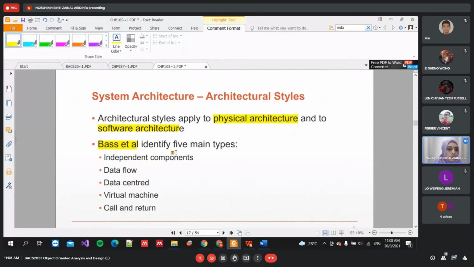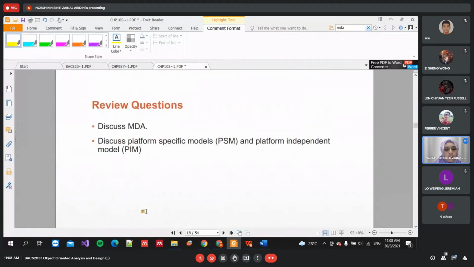Since we are already on this subject, et al. is referring to the writer or the founder of the idea. So et al. refers to more than one person. So these people, not person, identified the five main types, which are independent components, data flow, data centered, virtual machine, call and return.